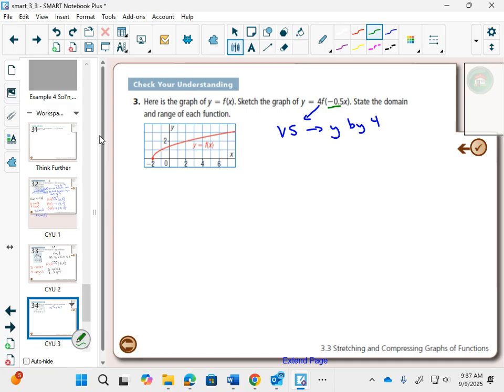Then this negative 0.5. That is going to be a horizontal reflection and a horizontal stretch. Because x's are liars. You are going to multiply your x values by negative, and that fraction's a half, so the reciprocal would be 2 over 1. We'll multiply our x values by negative 2.